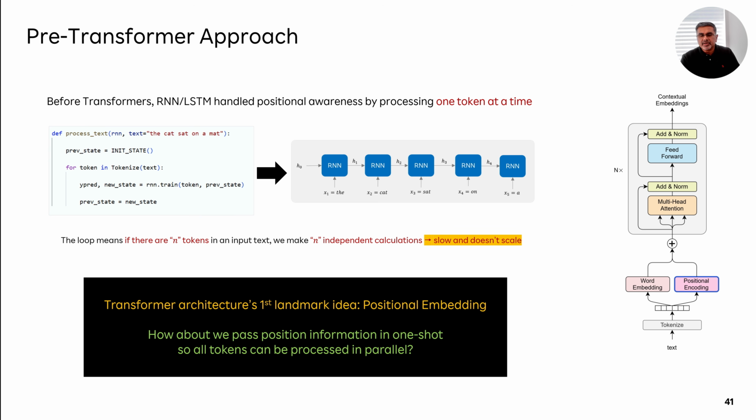Now, you don't make n independent calculations. You just do it in one shot. That was a phenomenal thing. In fact, without this idea, generative AI would not be possible because you would be so slow that people would not like to even consume something like that. So positional embedding was the first landmark idea.